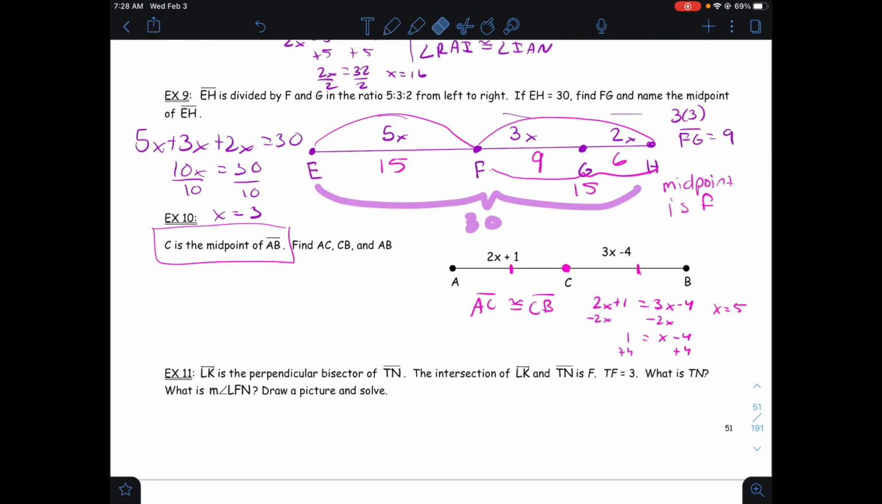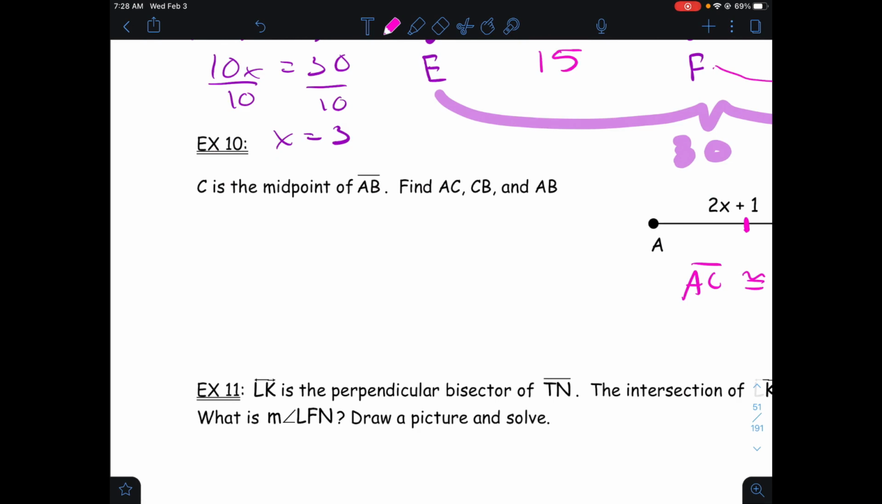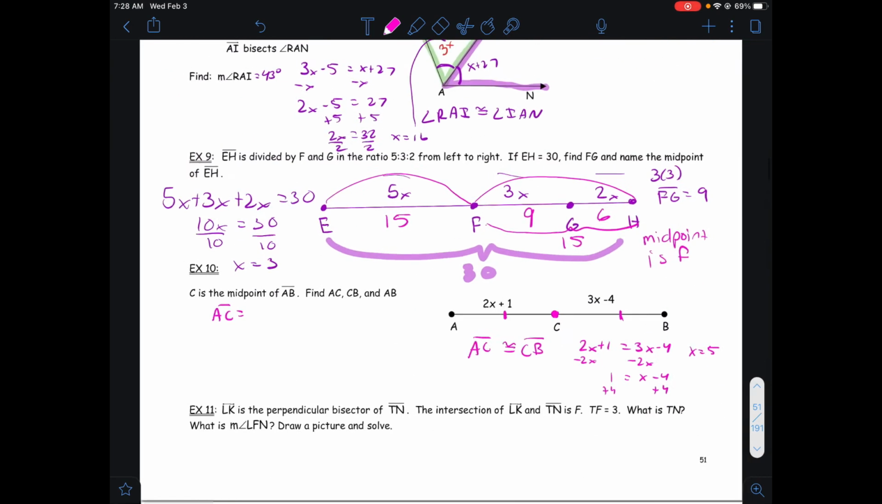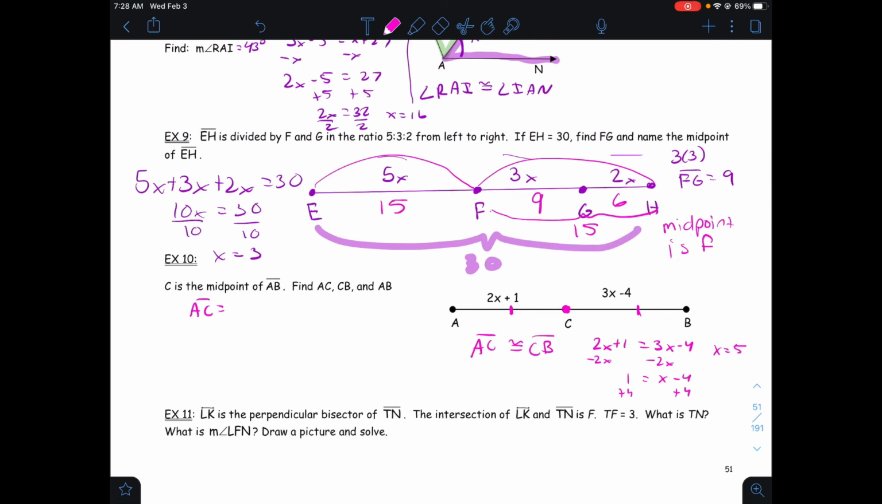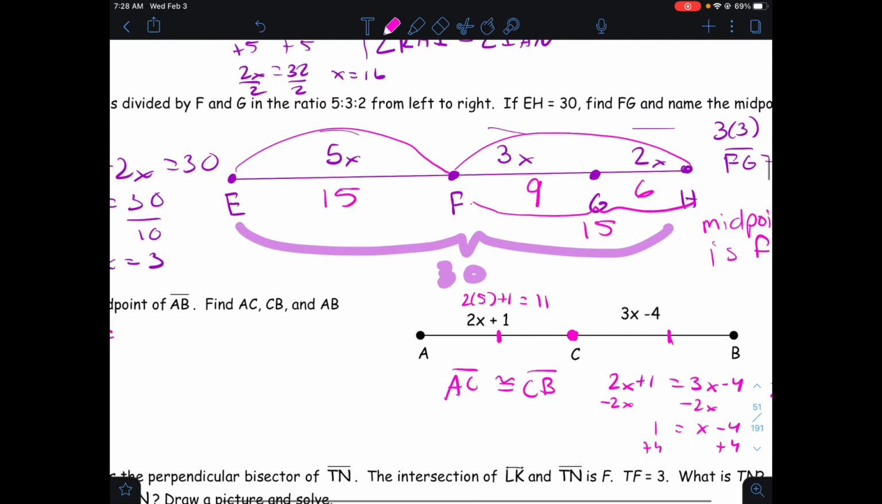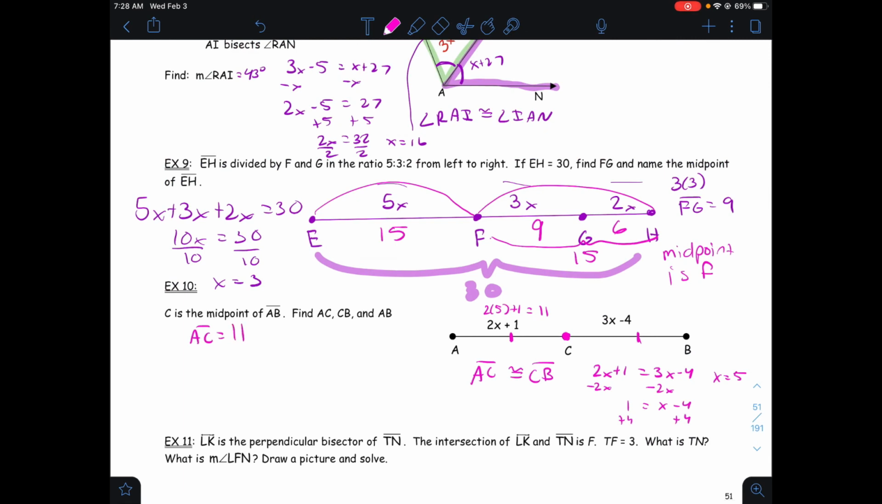Okay, unfortunately, that doesn't answer any of the questions. We got to find AC, CB, and AB. So first, let's find AC. All right. So we know that AC is equal to 2x plus 1. So we're going to plug the 5 in. We're going to get 11. So we found out that AC is 11.